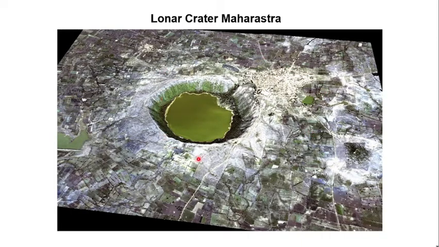Now, we also talked about this time period in the history of Earth, when there was a lot of meteoritic bombardment on the surface of Earth. One such manifestation of meteoritic impact is the Lonar crater lake in Maharashtra. This lake is created by the impact of a meteorite, which struck the Deccan traps.